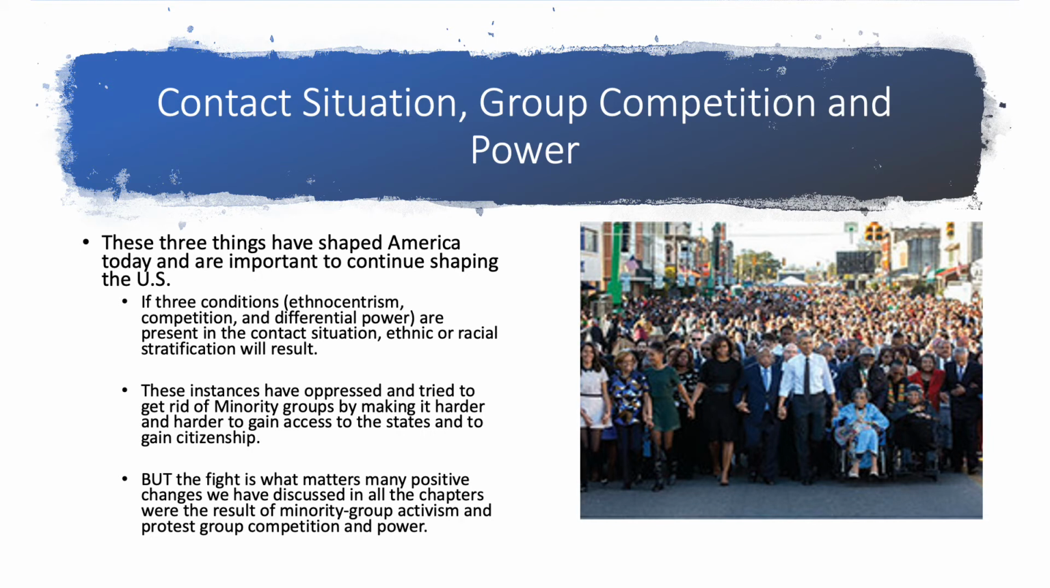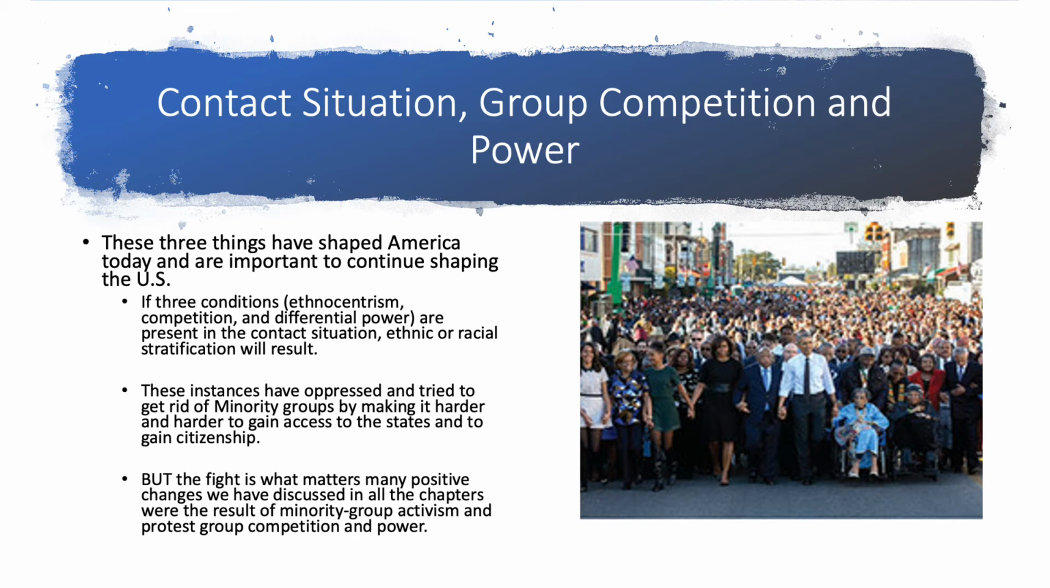Contact situation, group competition, and power. As we have discussed in other chapters, the contact situation is important when the dominant groups and minority groups first come into contact with each other. Contact situation, group competition, and power are the three things that have shaped America today and are important to continue shaping the U.S. If the three conditions, ethnocentrism, competition, and differential power, are present in the contact situation, ethnic or racial stratification will result. These instances have oppressed and tried to get rid of minority groups by making it harder and harder to gain access to the states and to gain citizenship from the U.S.